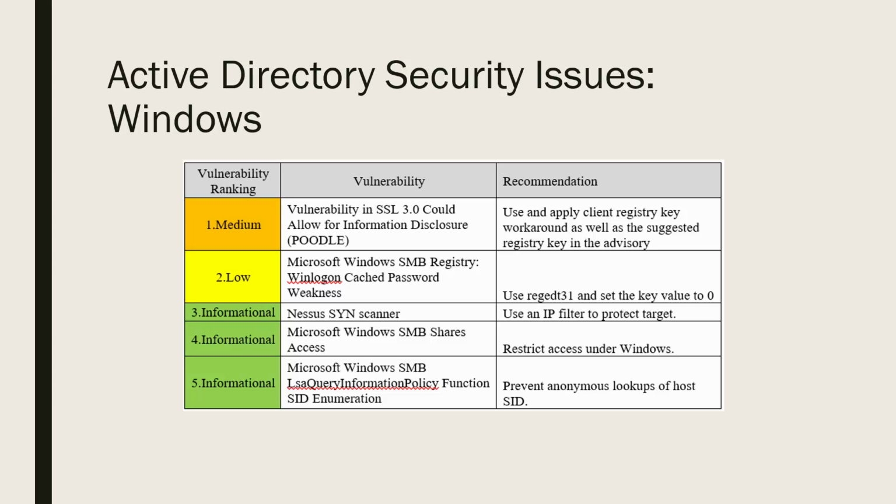The fifth one is the Microsoft Windows SMB LSA query information policy function SID enumeration. So this vulnerability makes it possible for the host SID to be obtained, and the attacker could essentially gain a list of the local users. Anonymous lookups can be avoided by setting the registry setting of restrict anonymous to an appropriate value.